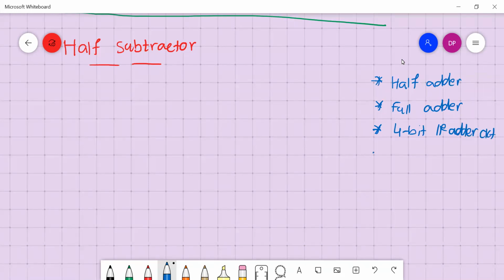Similarly, we have seen 8-bit parallel adder circuit. So today we will discuss half subtractor circuit. Half subtractor, why is it used? It is used to subtract two single bit binary numbers.